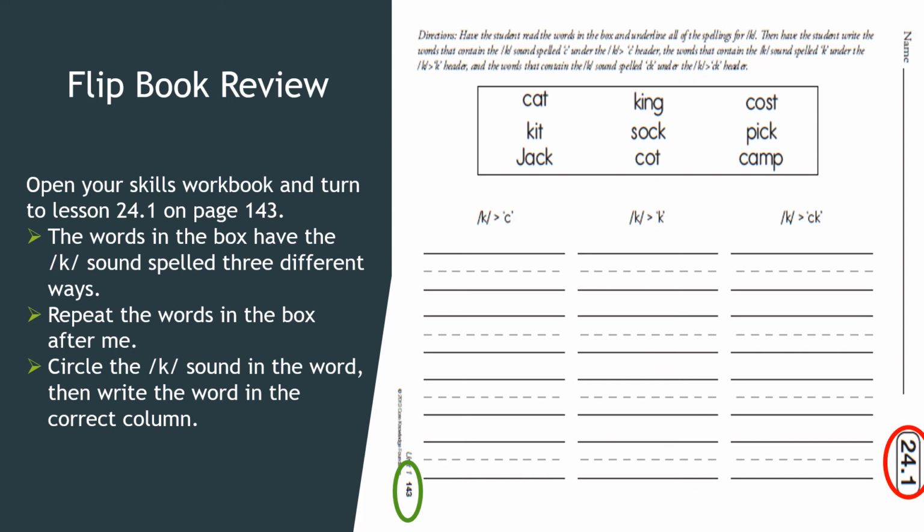Take a look at the words in the box for me. The words in the box have the k sound, but the k sound is spelled 3 different ways here. Say k. So repeat the words in the box after me. Before we do that, let's remember we always need to put our name on our paper. Now let's repeat the words in the box.